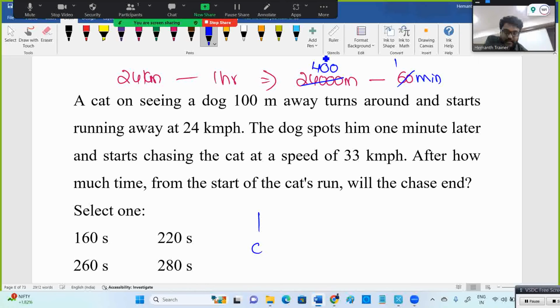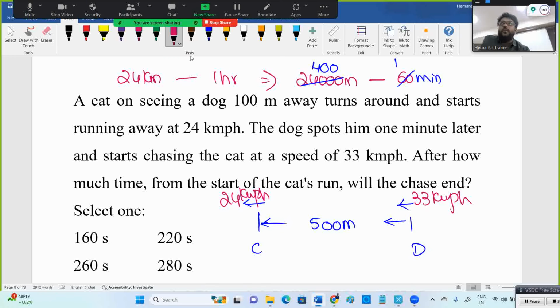Chasing means both will go in the same direction. The distance between these two is 500. Now both are traveling in the same direction. The chasing one should have more speed. That's why the cat is at 24, the dog is at 33. Now chasing will start. What is the time taken? The dog will chase the cat, so the 500-meter distance should be extra traveled.